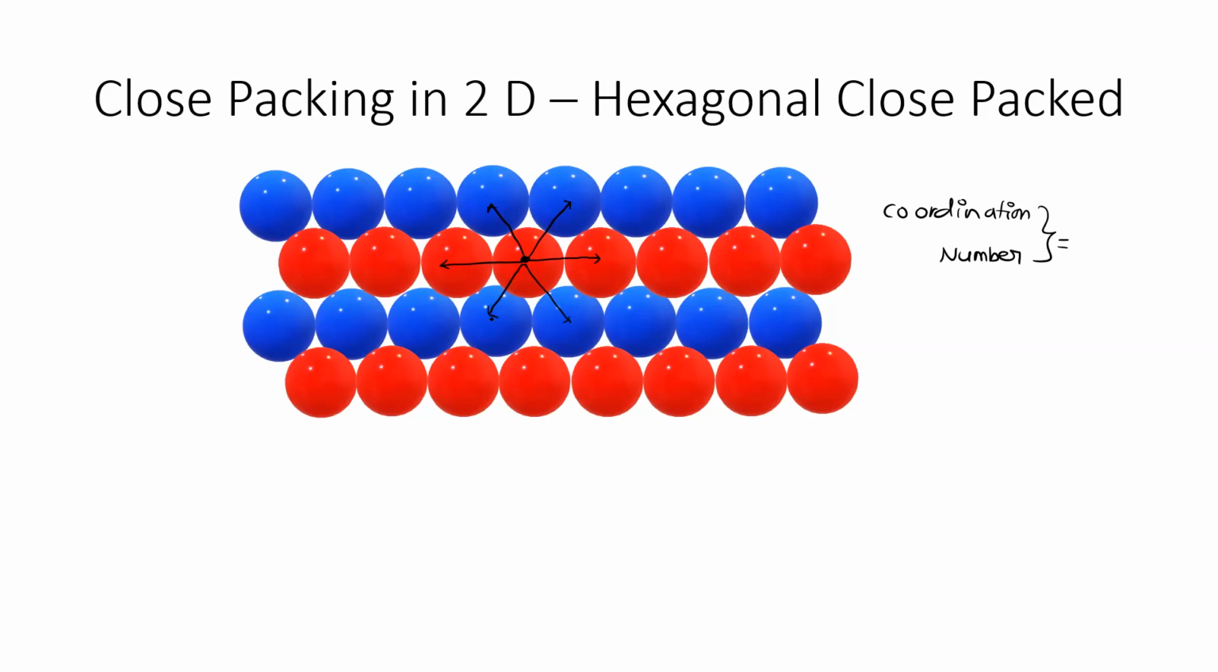6. If you connect all these centers, you will get a hexagonal structure. That is why it is called the hexagonal close packing arrangement. Here the coordination number is 6. So the coordination number is 6. Now you can tell me which kind of packing is better, hexagonal close packing or square close packing?